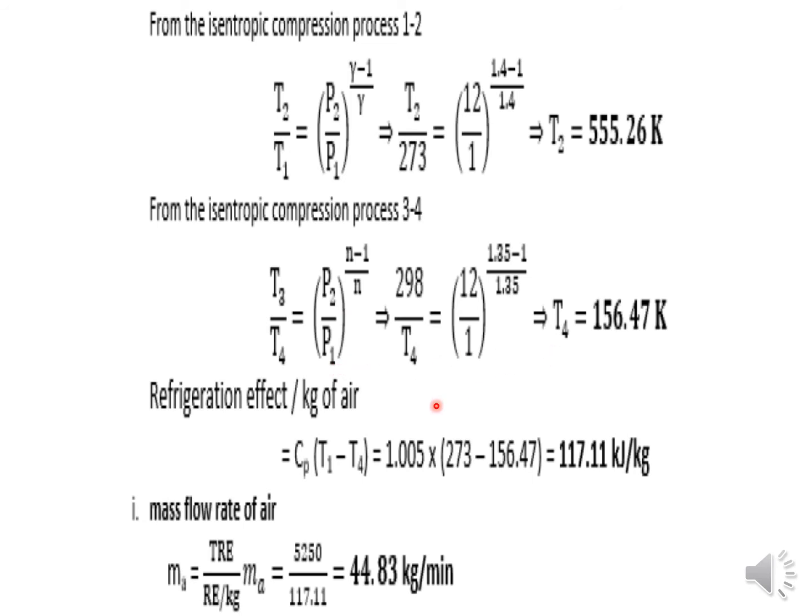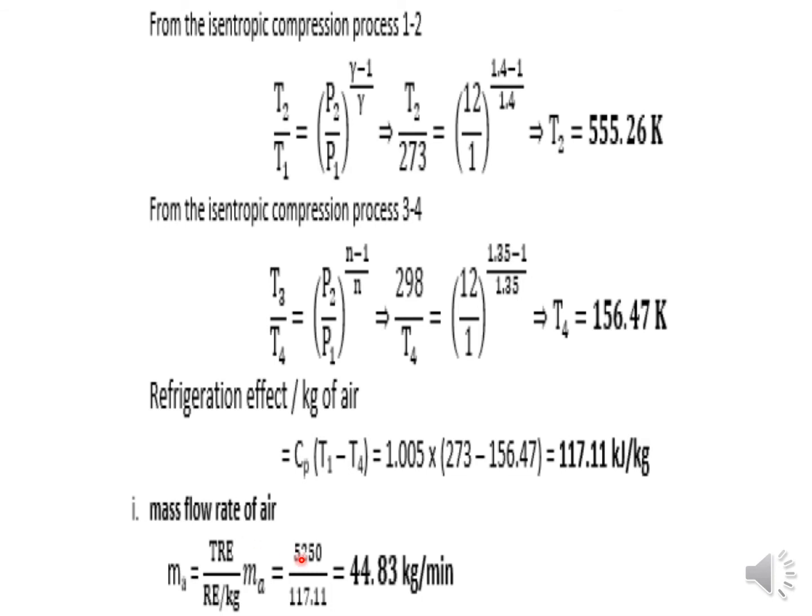So now refrigeration effect per kg. Initially we will solve and keep everything ready, because further on we need this. Refrigeration is happening at the evaporator. So Cp into T1 minus T4: 1.005 into 273 minus 156.47, which is 117.11 kilojoules per kg. Now one by one we will solve. Mass of air required is the ton of refrigeration effect divided by refrigeration effect per kg.